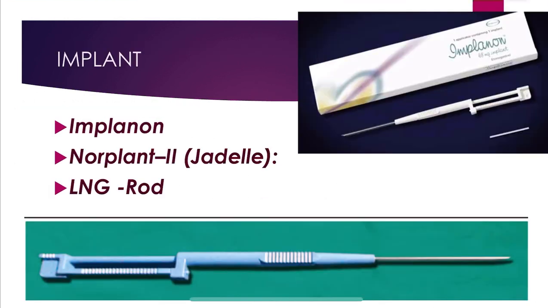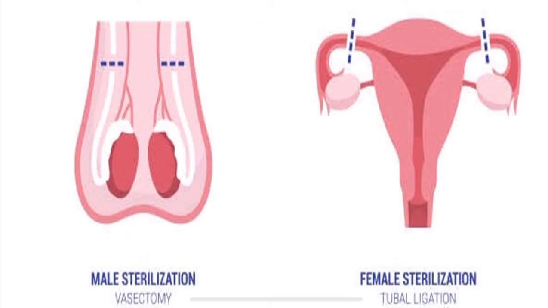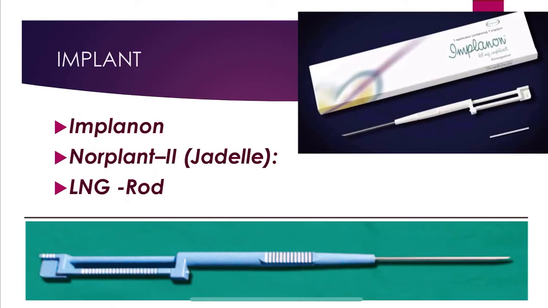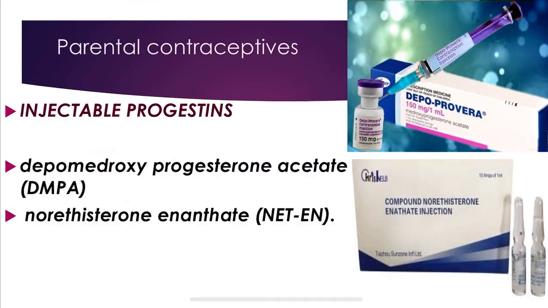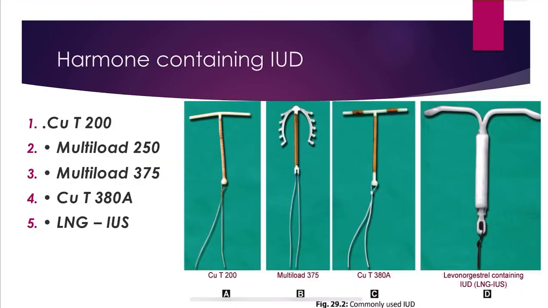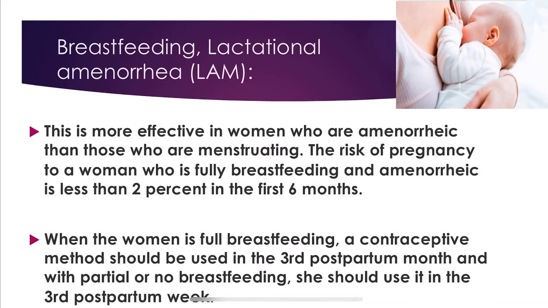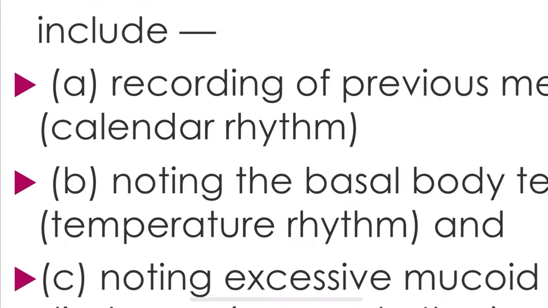Now we move on to the implants. They are Implanon, Norplant 2 and LNG rod, levonorgestrel rod. You can see the Implanon here. With this we come to the temporary methods conclusion. So let us have a quick revision.